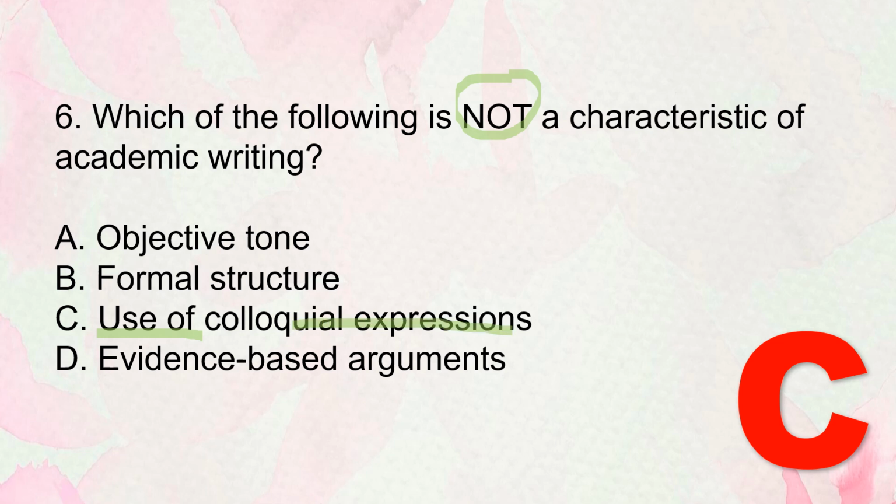Colloquial expressions are informal phrases used in everyday conversation, and they are often used in casual speech or slang. Okay, and that's not applicable to academic writing. Academic writing uses an objective tone to minimize bias, of course, and formal structure, including an introduction, body, and conclusion, is a hallmark of academic writing. And academic writing relies on evidence-based arguments to support claims. So, letter C is the best answer.